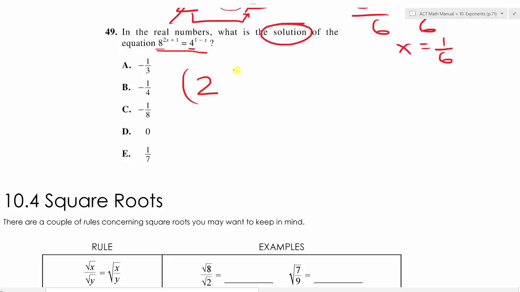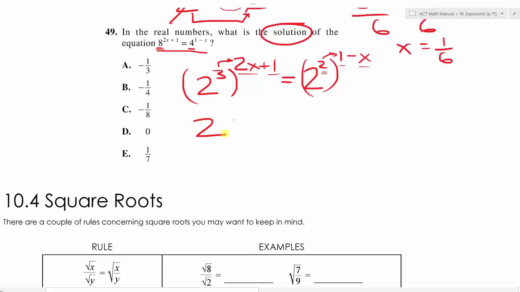We are going to replace the base of 8 with 2 cubed, which is what 8 is. So we have 2 cubed to the 2x plus 1. And we're going to replace the base of 4 with 2 squared, which is 4. So 1 minus x. So again, I've just replaced the base of 8 with 2 cubed and the base of 4 with 2 squared. Now I apply that good old multiplication rule. And I do need to remember to distribute this inside exponent to both the 2x and the 1, and this inside exponent to the 1 and the negative x. So on the left, I'm going to have 2 to the 6x plus 3. On the right, I'm going to have 2 to the 2 minus 2x.